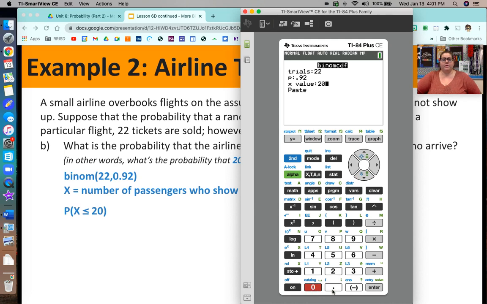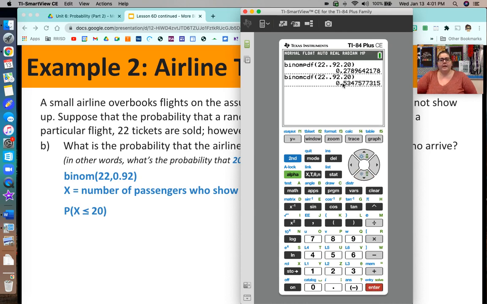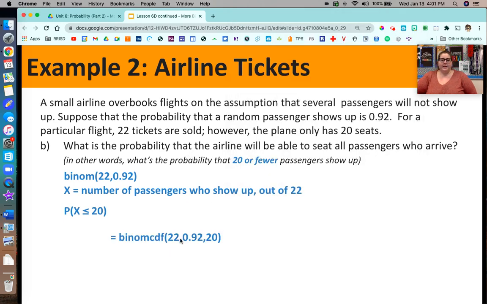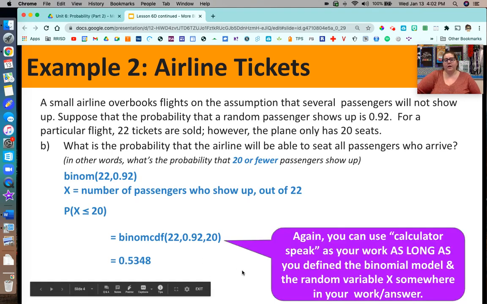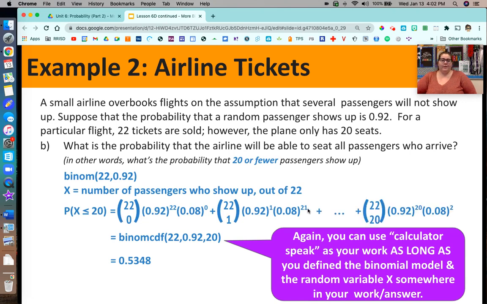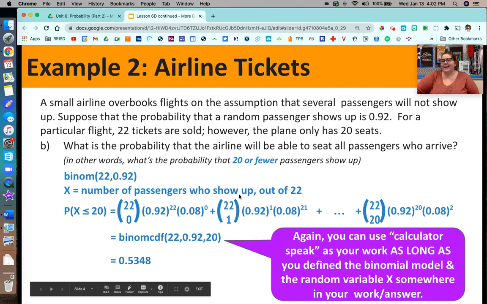The only difference between this one and the last one is that this one is binom CDF, which will give me that less than or equal to. Paste. You can see that I get a much different answer on this one than I did on the last one. So again, I can use that calculator speak as my answer as long as I've defined things somewhere in the problem. If I didn't define all this, I would have to have shown all the work. So 0 plus 1 plus and so on all the way up to 20. This would be the work that I would have to show, which is a lot of work. So we like the calculator speak, but remember you have to define things up here in order for this to count as work.